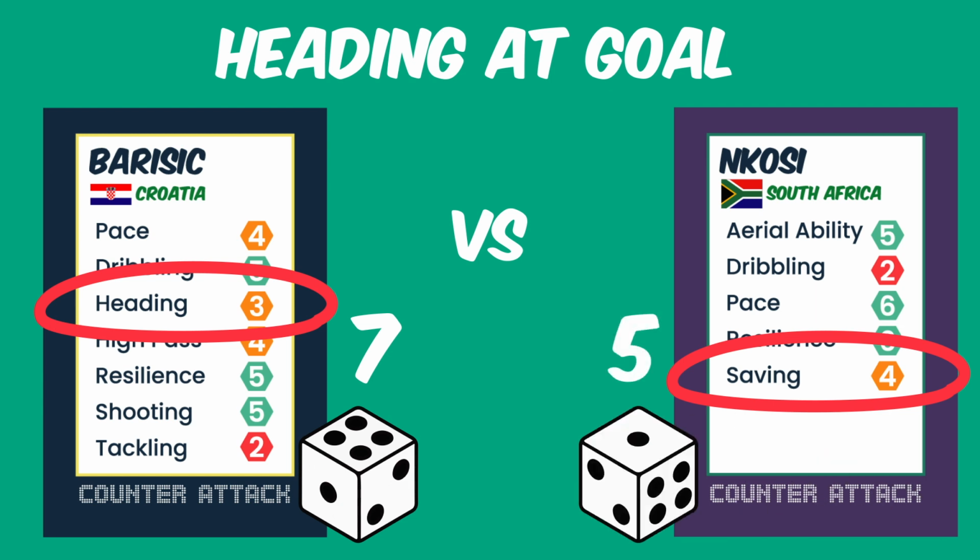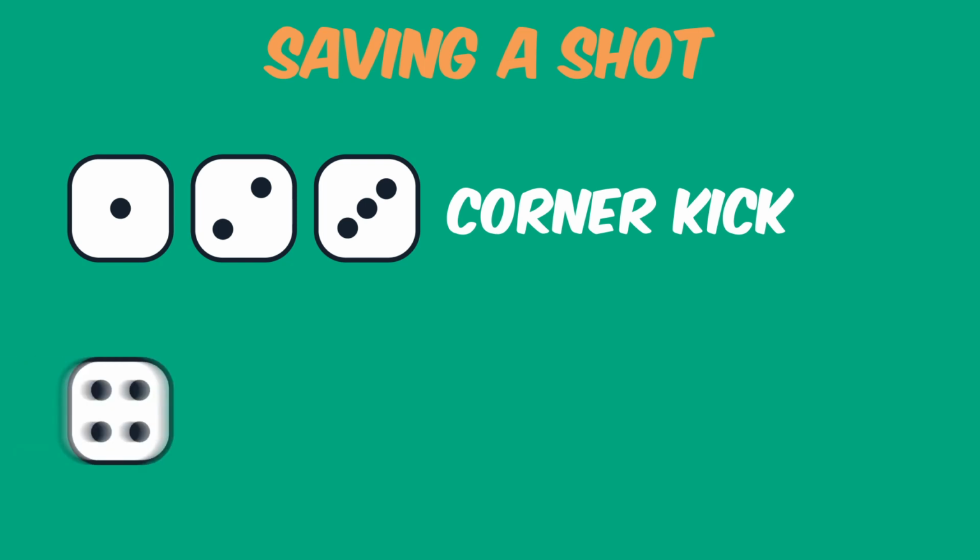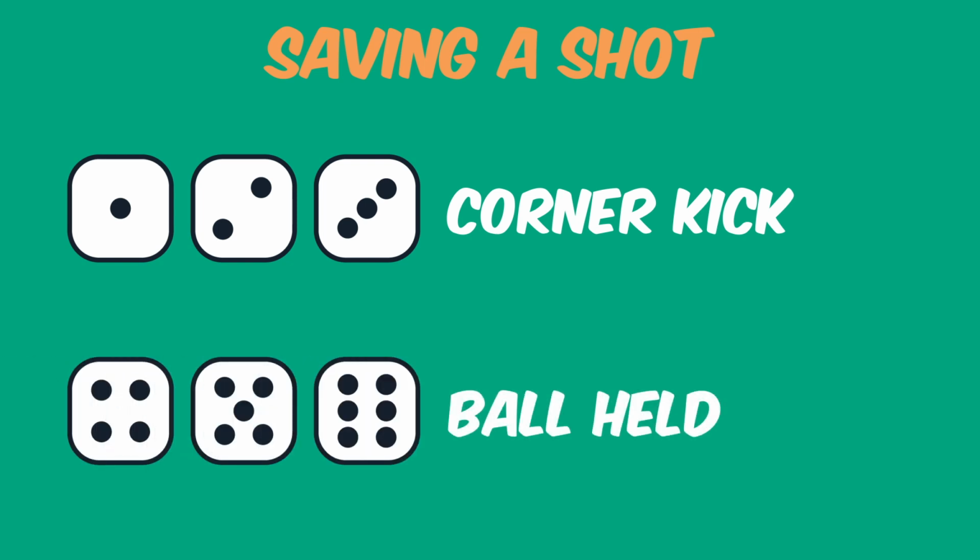If the attacker already won a duel with a defender, the attacker does not re-roll. If the attacker's score is higher than the goalkeeper's, a goal has been scored. If the goalkeeper's score is higher, then roll the dice again to find out if the ball is caught or pushed behind for a corner.